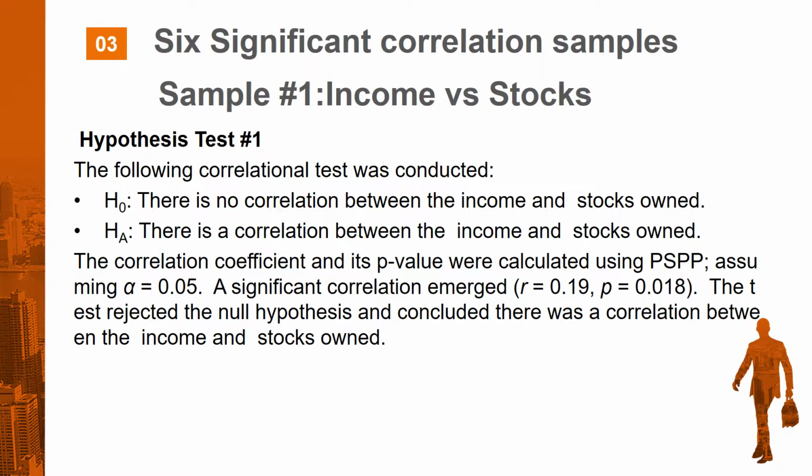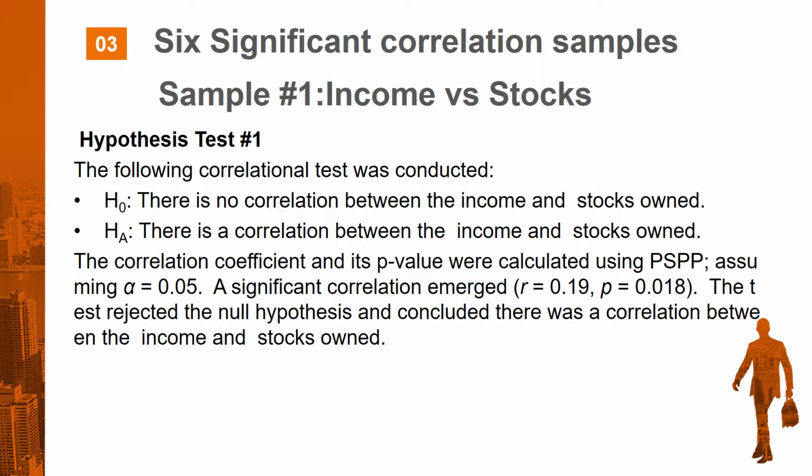So what is our alpha of 0.05 telling us here? Our alpha of 0.05 means that we accept a 5% chance of rejecting a true null hypothesis. Here, a significant correlation emerged. Our R value was 0.19 with a p-value of 0.018. So the test rejected the null hypothesis and concluded that there was a correlation between income and stocks.